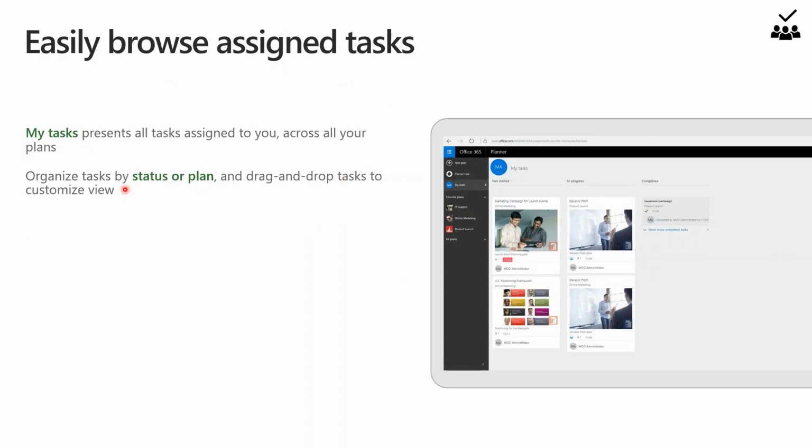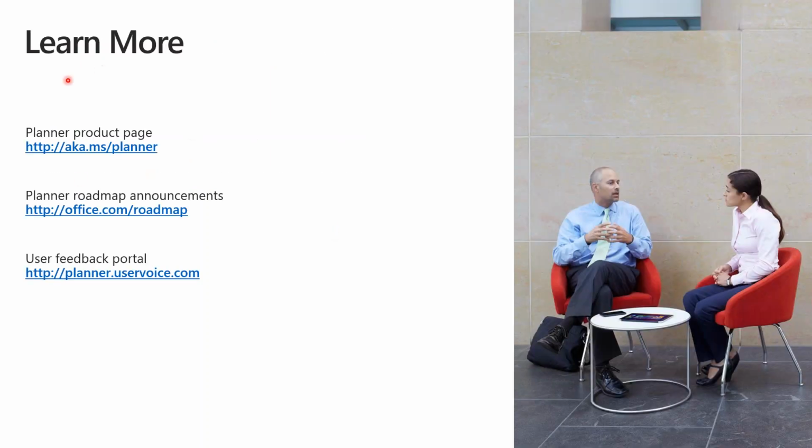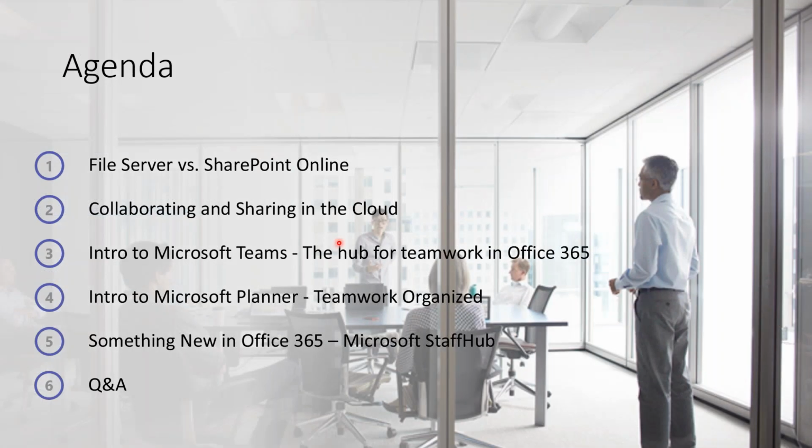We can browse and assign tasks from your My Task. I guess I already mentioned that. I got a little ahead of myself. You can organize tasks by status or plan, depending on how you want to see the tasks available for you. And if you want to learn more, you can always go out to these locations and learn a little bit more about Planner. Before I jump into the last thing, did anybody have any questions about Planner?